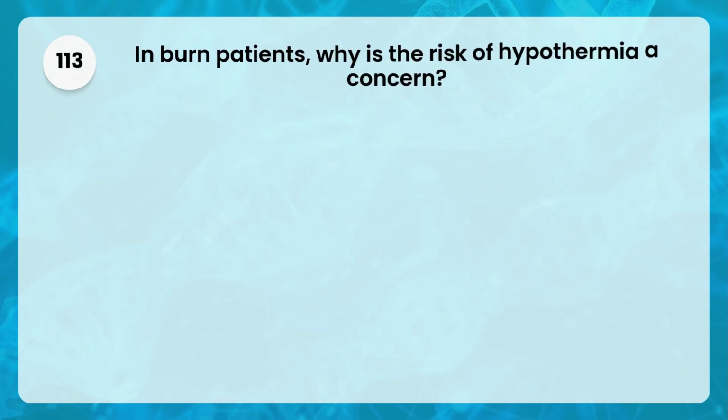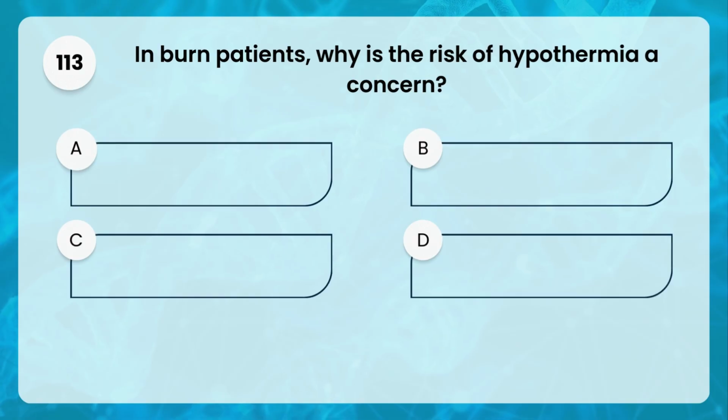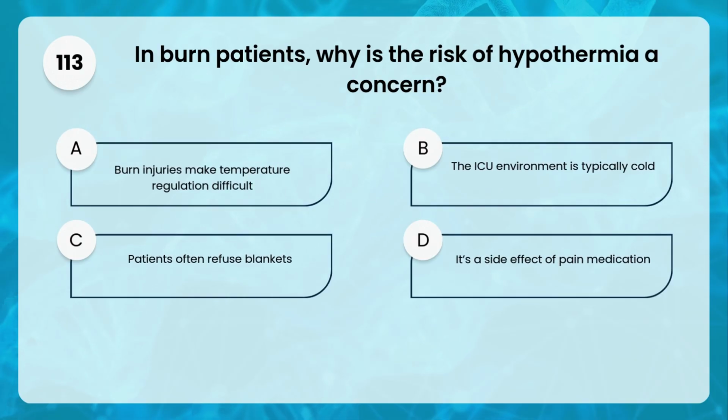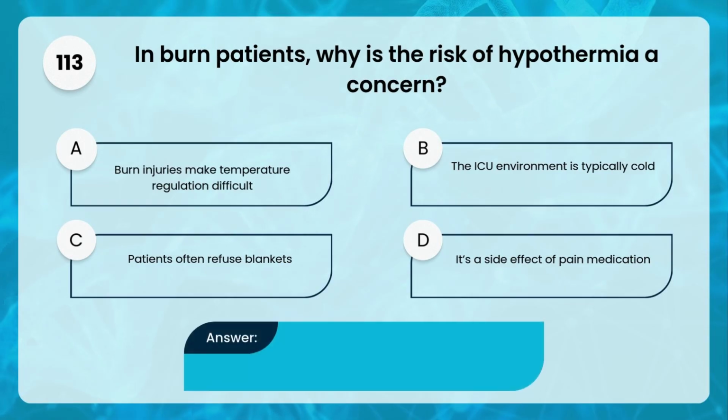113. In burn patients, why is the risk of hypothermia a concern? A. Burn injuries make temperature regulation difficult. B. The ICU environment is typically cold. C. Patients often refuse blankets. Or D. It's a side effect of pain management. The answer is A. Burn injuries make temperature regulation difficult.